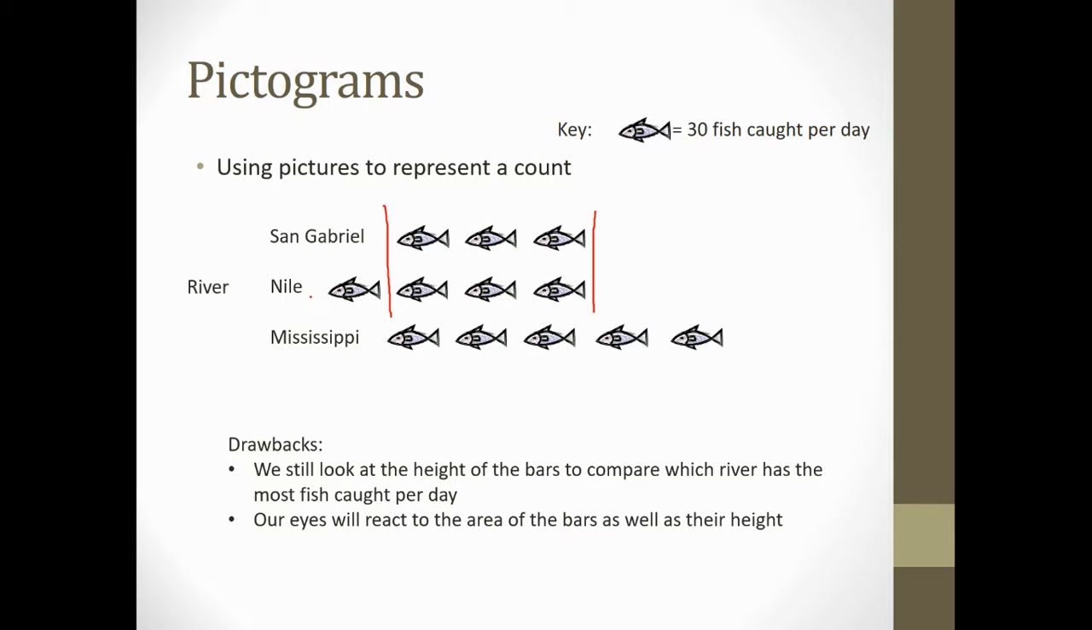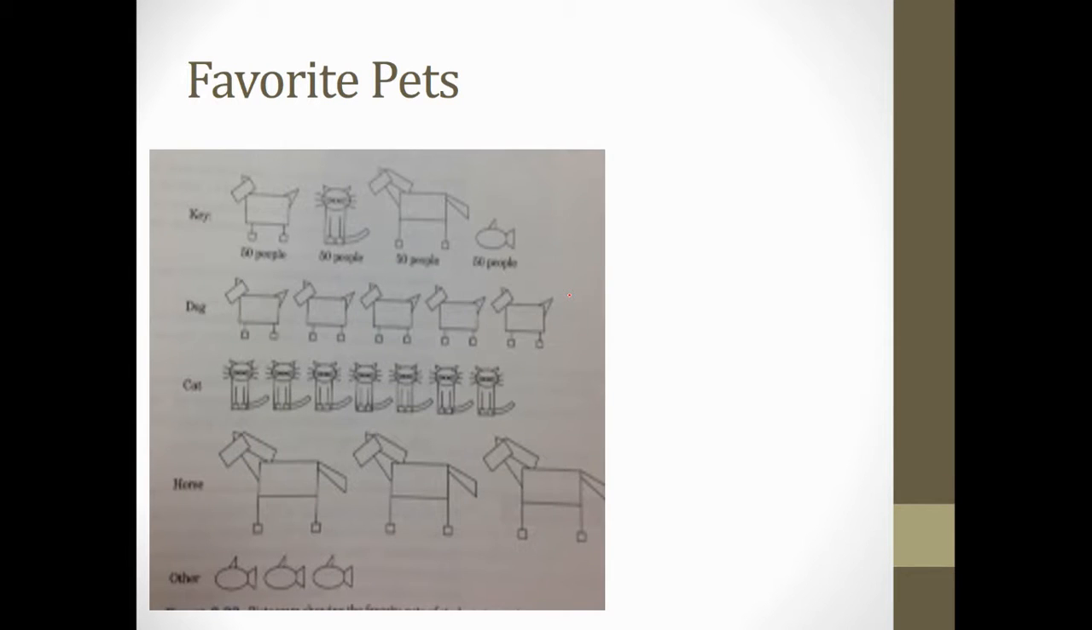So the drawbacks are we might look at the height of the bars to compare which river has the most caught per day, and our eyes will react to the area as well as their height. So let me give you an example. In this example from your textbook, the key is each one of these pictures represents 50 people. But if I just look at this really fast, I automatically see that horses is the highest. So I think that horses has the most. And that's not true. Horses have 150.